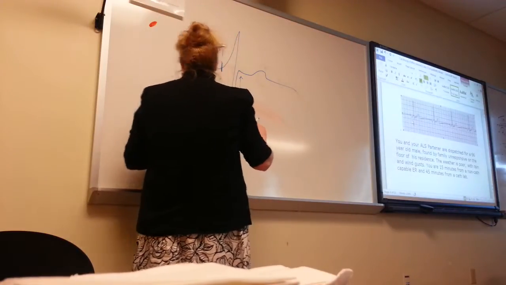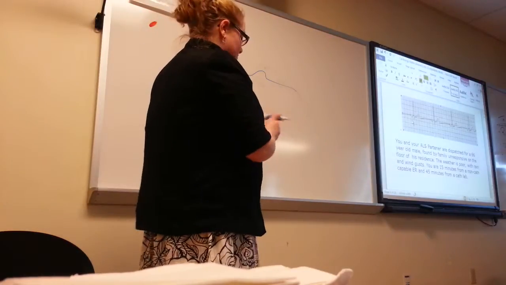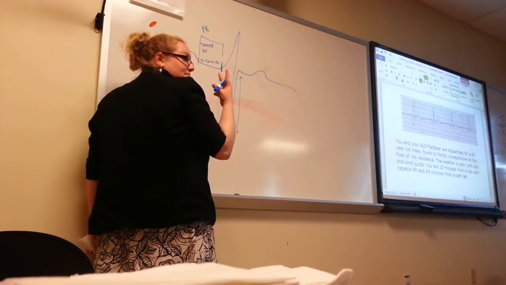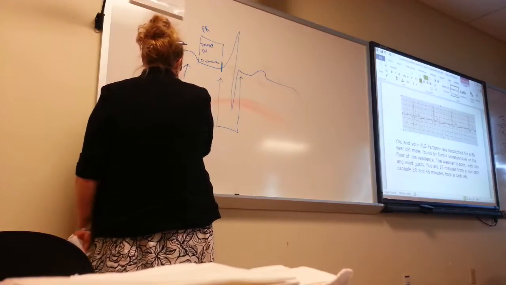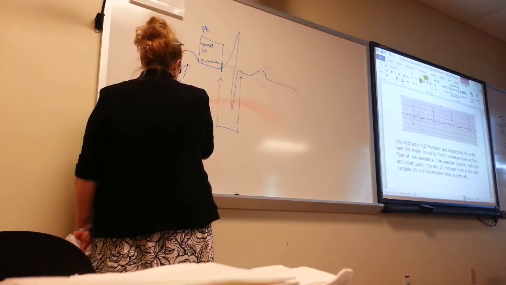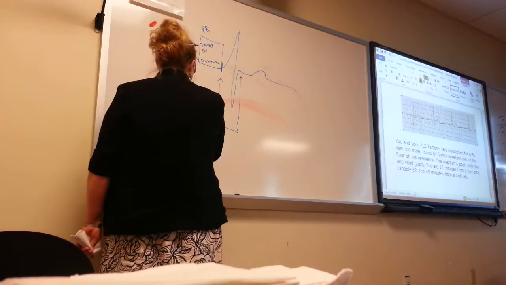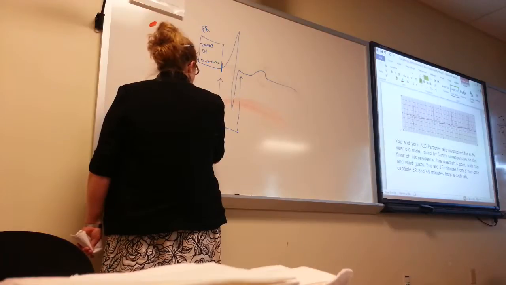How many little boxes is that? The normal P wave duration is less than 110 milliseconds. So how many little boxes is that? Less than 3, so it's less than 2.5-ish. Less than 3 or 2.5 little boxes.